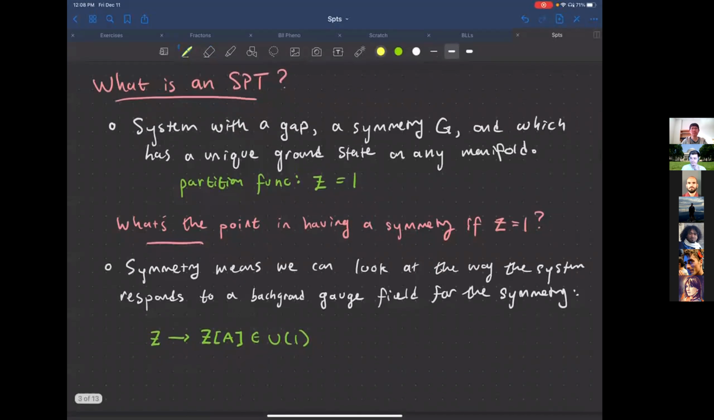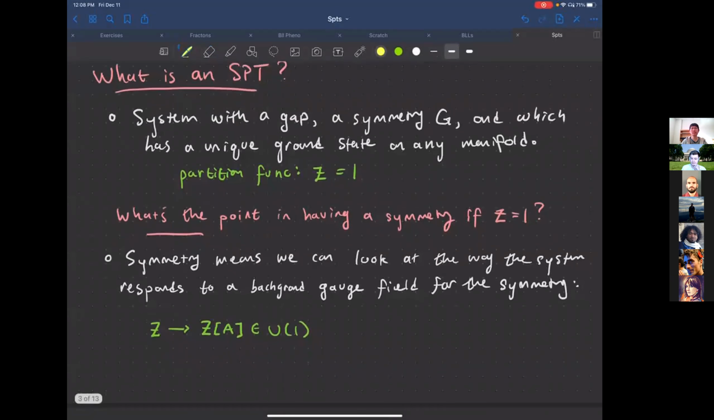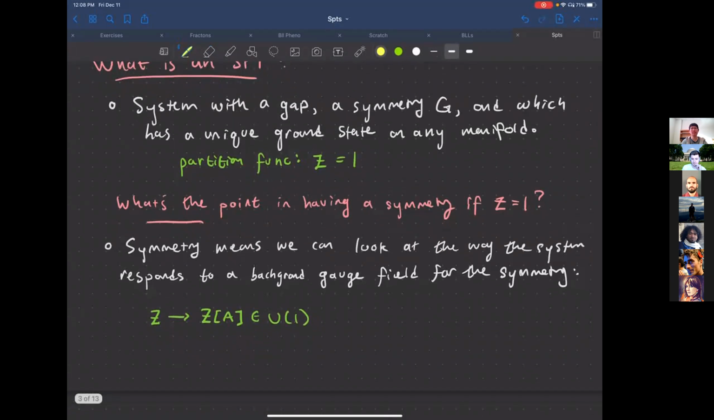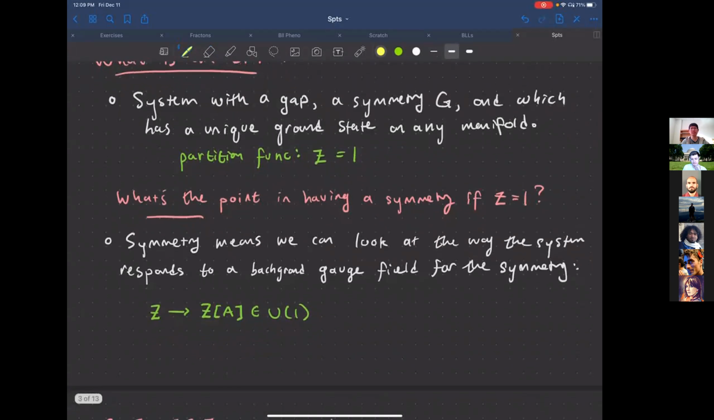Okay. And so then you may say, okay, can there possibly be anything non-trivial that fits this definition, right? In particular, why did you tell me about this symmetry group G if the partition function is just going to be 1, and if there's a gap and a unique ground state, right? Because normally, what do we do with symmetries in normal physics, right?